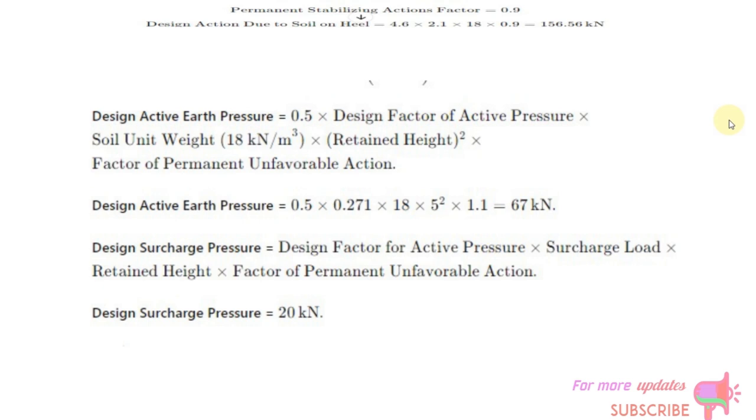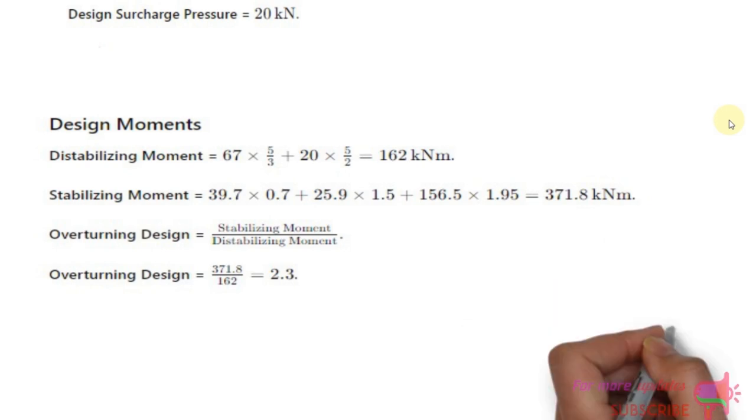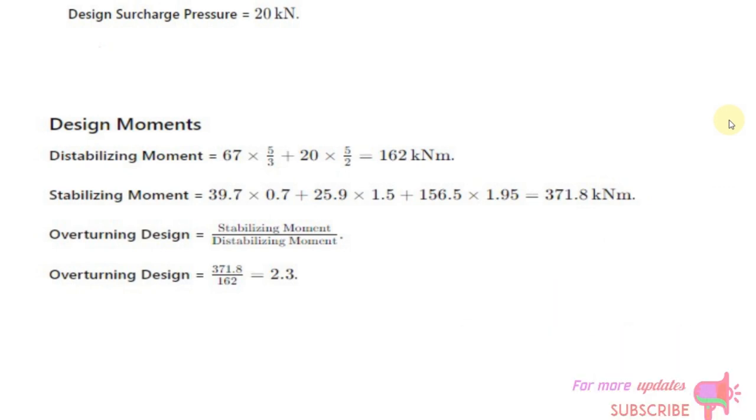Design surcharge pressure equals design coefficient for active pressure multiplied by surcharge load multiplied by retained height multiplied by the factor of permanent unfavorable action from Table 1, which is 1.1. You get design surcharge pressure equals 20 kilonewton. Let's find design moments for both stabilizing forces and destabilizing forces. Destabilizing moment is given by 67 multiplied by a third of 5 meters plus 20 multiplied by a half of 5 meters, which is the moment due to soil pressure and surcharge load respectively, summing to 162 kilonewton-meter.